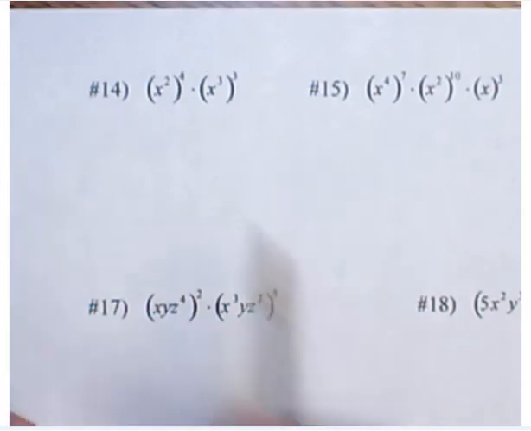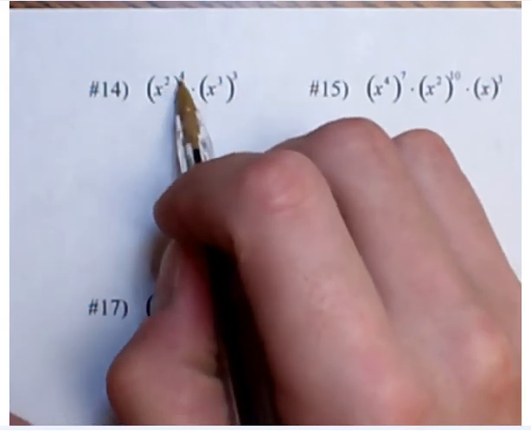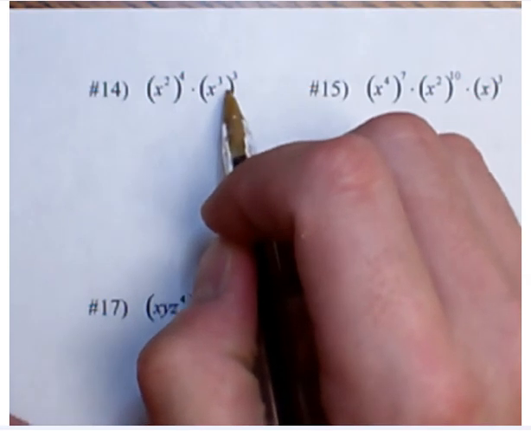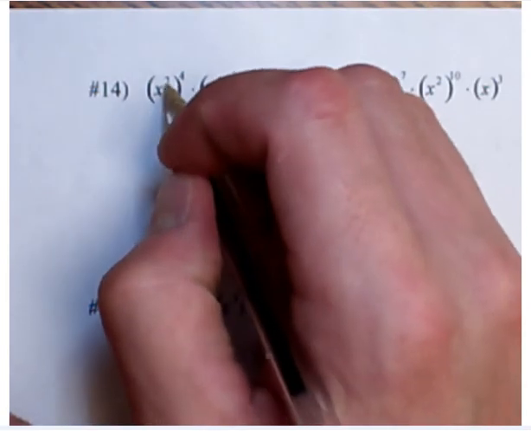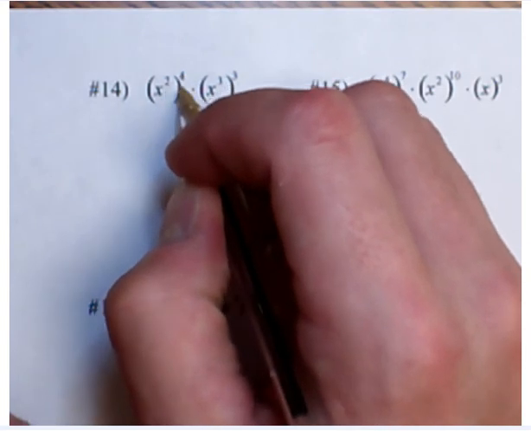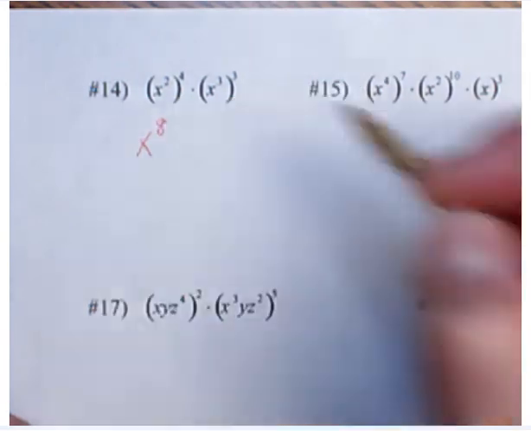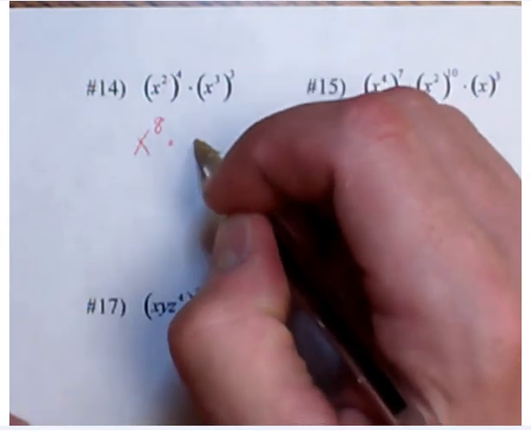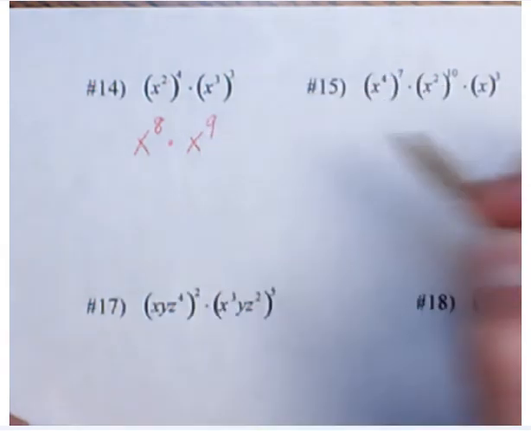In number 14, we're just going to think of this as two pieces. You have x squared raised to the fourth power times x to the third raised to the third power. Well, let's take the first set of parentheses. Let's deal with that. So x to the second raised to the fourth. When you raise a power to a power, you multiply the exponents. So we keep the base as x. 2 times 4, x to the eighth. Times x to the third raised to the third power. Keep the base, multiply the exponents. 3 times 3 is 9.